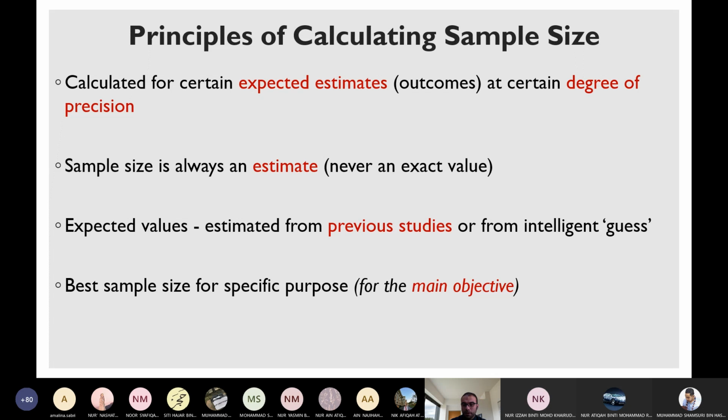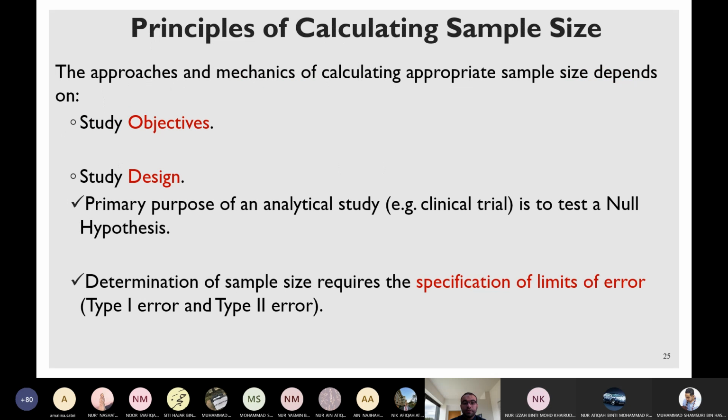Best sample size for a specific purpose, and actually sometimes you have more than one objective. So the practice, most of the time, is that we plan the sample size based on the main objective. So the approach of calculating the appropriate sample size will depend on the study objective. You want to determine what your main objective is. Based on the main objective, you have some sense of looking after the estimate that you will be using in the sample size calculation.